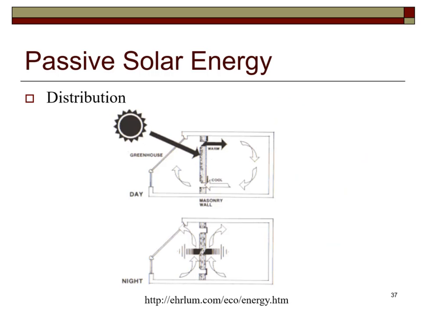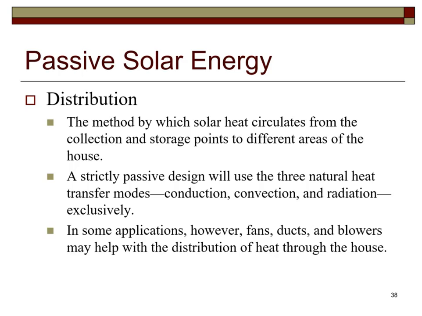There must be some means of distributing the stored energy throughout the home. The distribution system is a method by which solar heat circulates from the collection and storage points to different areas in the house. A strictly passive design will use the three natural heat transfer modes: conduction, convection, and radiation exclusively. In some applications, however, fans, ducts, and blowers may help with the distribution of heat through the house.